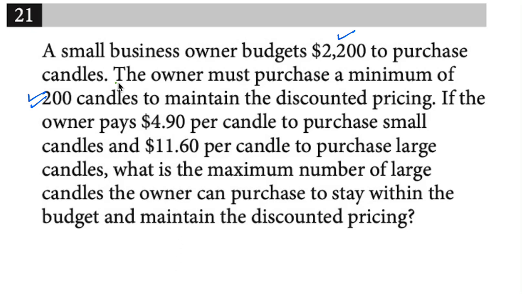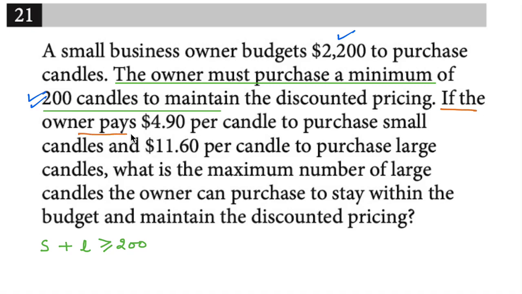Now, we will use this statement to write our first equation or inequality. The owner must purchase a minimum of 200 candles. So there are some small candles and some large candles. And because it is a minimum of 200 candles, the number of candles can be greater than or equal to 200, because a minimum of 200 candles is needed.